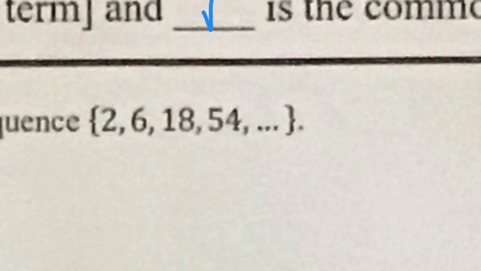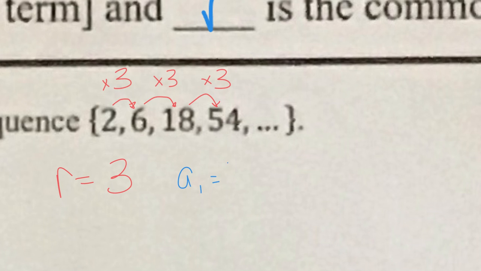So from 2 to 6, I do what to number 2? I multiply by 3. And then from 6 to 18, multiply by 3. From 18 to 54, multiply by 3. That means our common ratio is multiplying by 3. We get any term in our sequence simply by multiplying the previous term by 3. Okay, and then our first term is going to be 2. Right? Because that's literally the first term in our sequence.